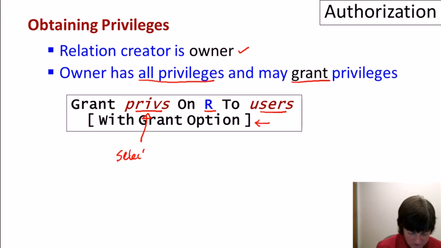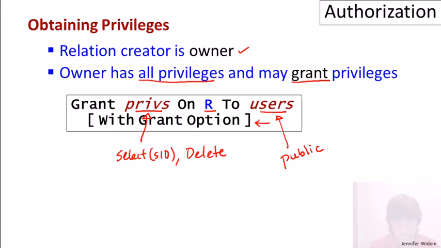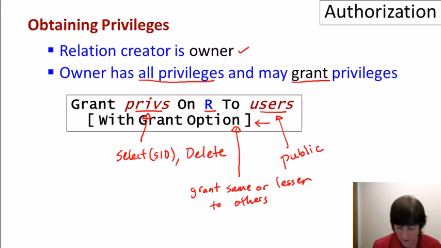So, for example, we could say here something like select, student ID, comma, delete, and that would give those two privileges. The users are a list of actual usernames on the database. There's also the predefined user called public, and that would grant the authorization to any user of the database. And finally, the grant option allows the users who are getting the privileges to grant the same or lesser privileges to other users. Now, what do I mean by lesser?